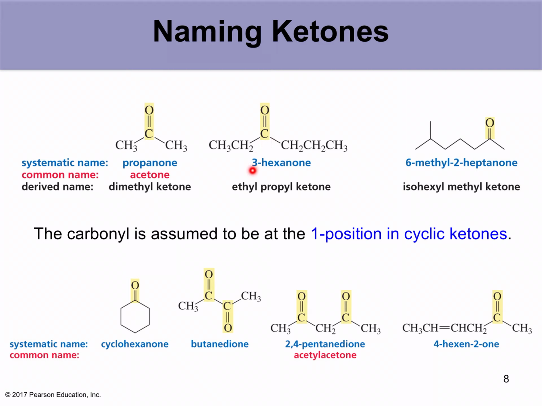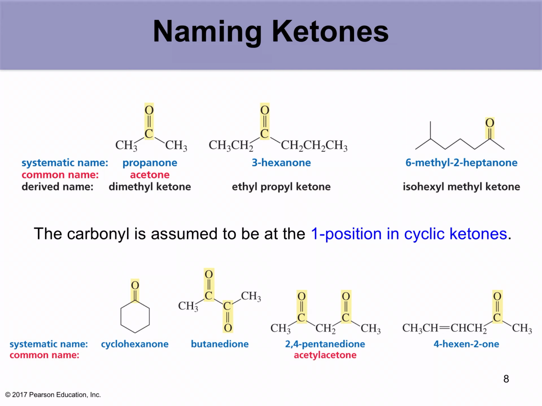So this is 3-hexanone. Or it could be called ethyl propyl ketone, because on one side you have an ethyl group and on the other side you have a propyl group and a ketone. And the groups are named based on alphabetical order. Ethyl comes before propyl: ethyl propyl ketone.